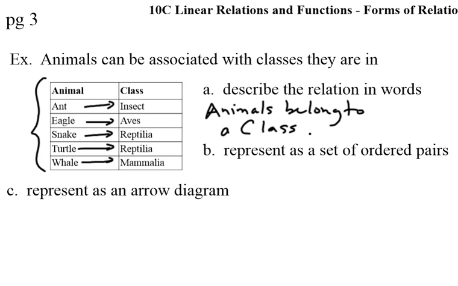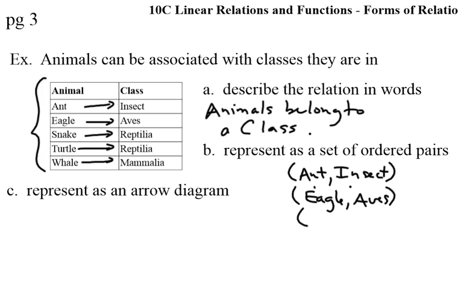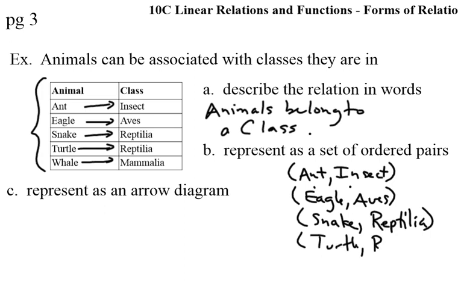We can write this as an ordered pair. What do we have? We have an ant is related to insect. An ant is an insect. And writing it as an ordered pair is just another way to show the relation. Each of these elements, the snake, is related to reptilia, another element. Turtle is related to reptilia. So we can see there are different ways of presenting the same data.